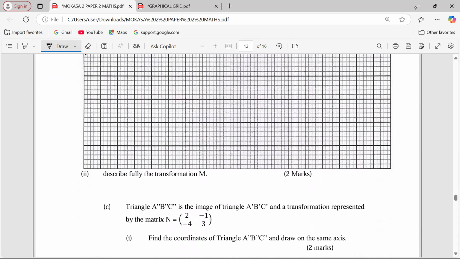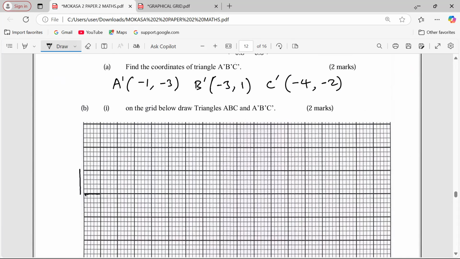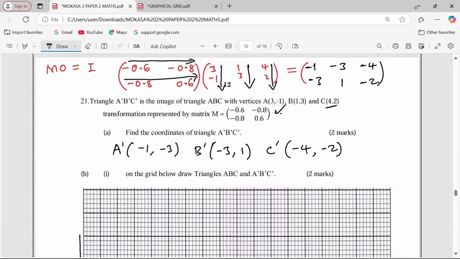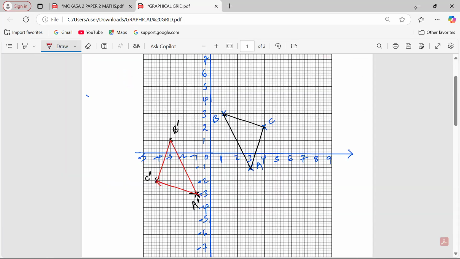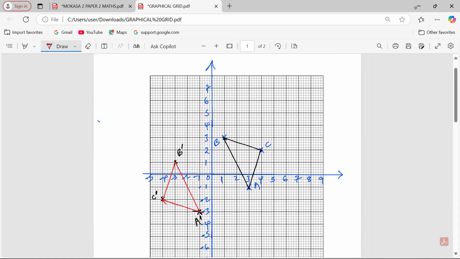But after this, we are asked to describe fully the transformation M. What is the transformation represented by this matrix? Now let's get back to our graph now, the graph that I have referred to.